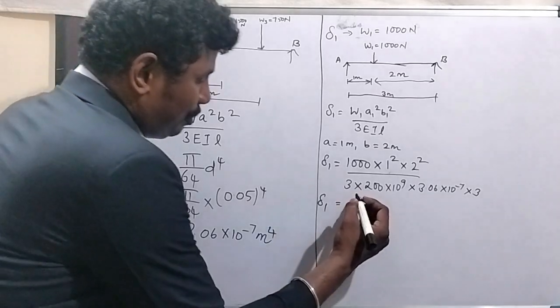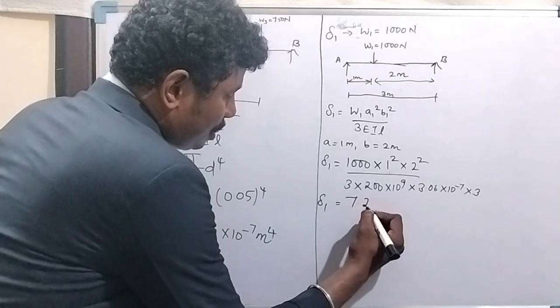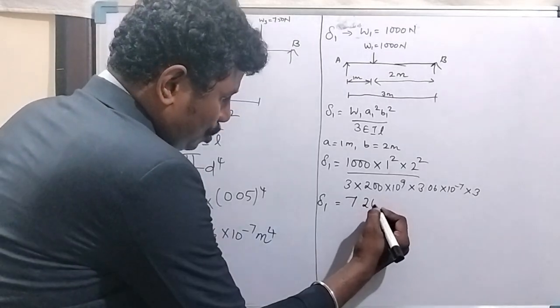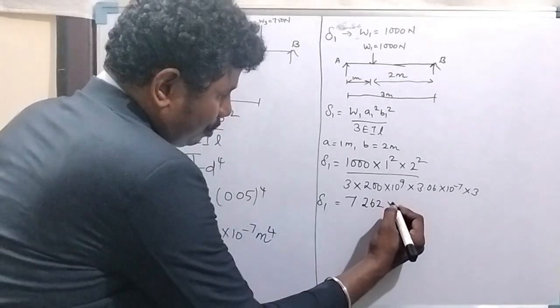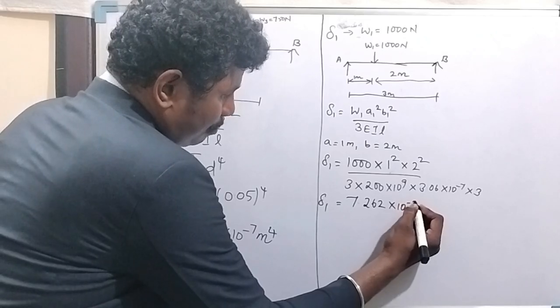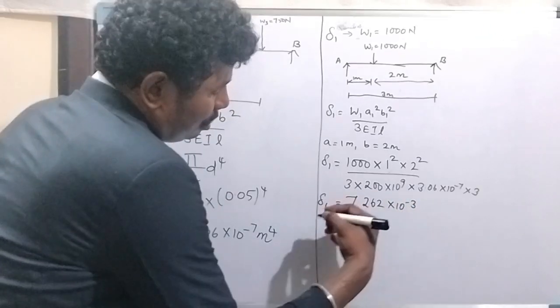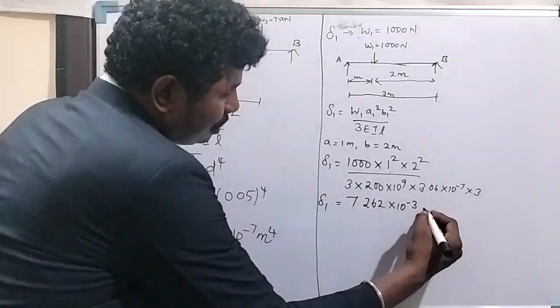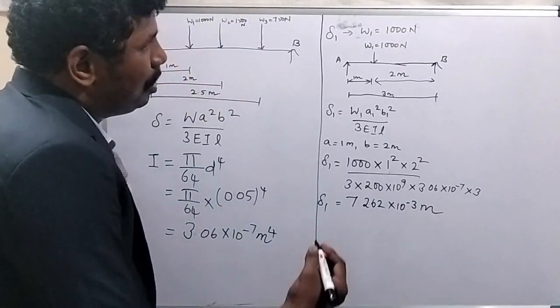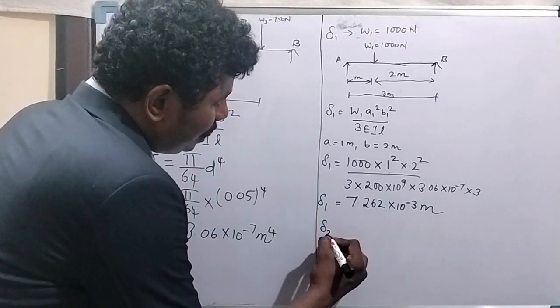So this will be the value. So value of delta 1 will be 7.262 into 10 power minus 3, since the unit of deflection will be meter. So next we are going to calculate delta 2.